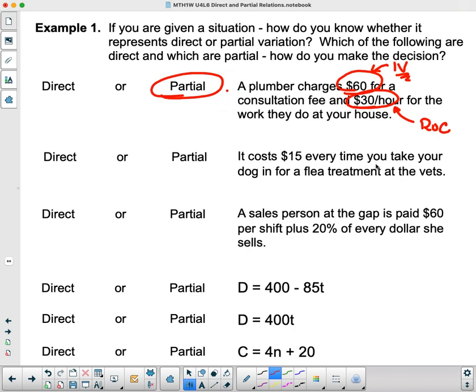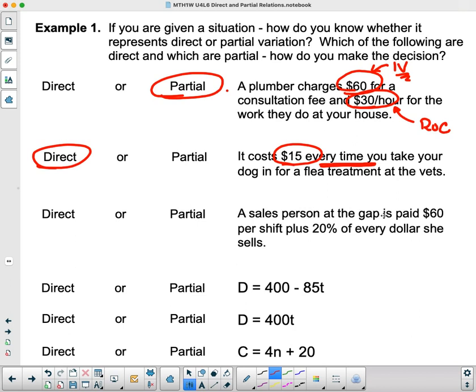Next one. It costs $15 every time you take your dog for a flea treatment at the vet's. There's only one number here. Is that an initial value or a rate of change? Since it's happening every time, it's happening repeatedly, it's going to need a variable with it. So this is a rate of change, and there isn't an upfront cost. There's no initial value. So this is a direct variation.